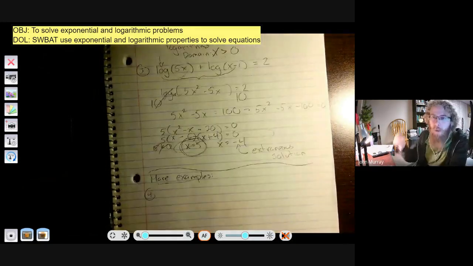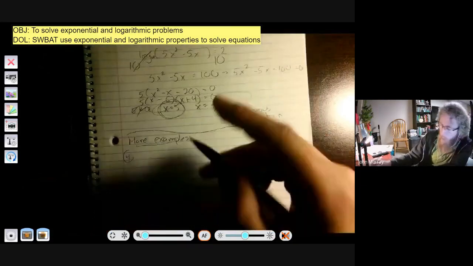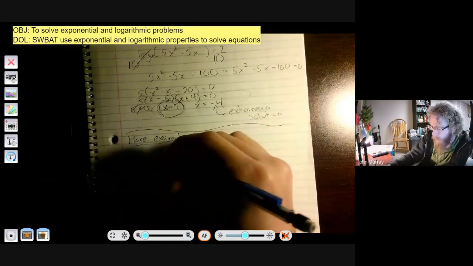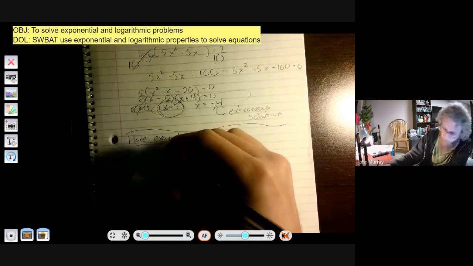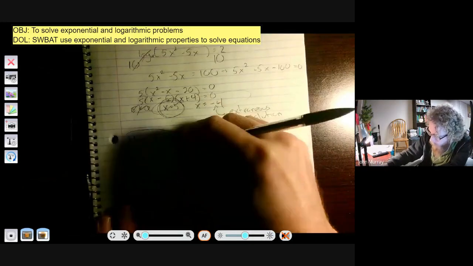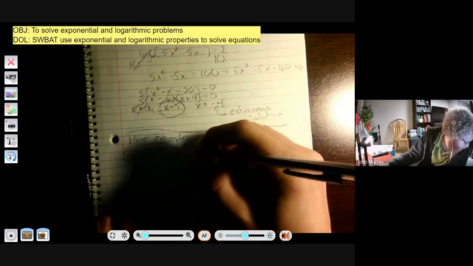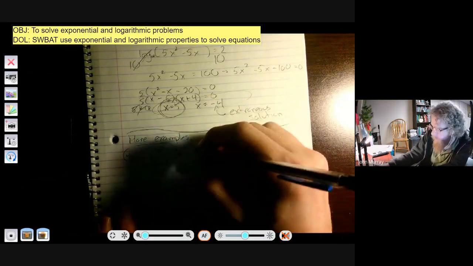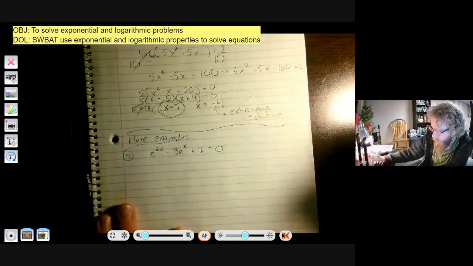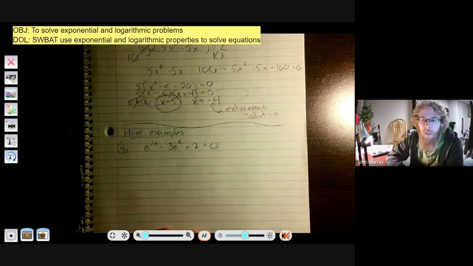So I'll just continue from yesterday's notes. We left off with 3, so I'll say 4 here. All right, so we want to solve e to the 2x minus 3 e to the x plus 2 equals 0.